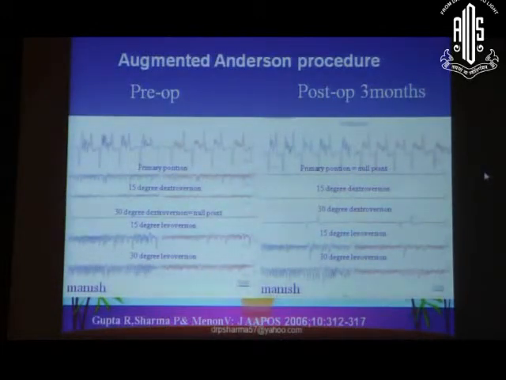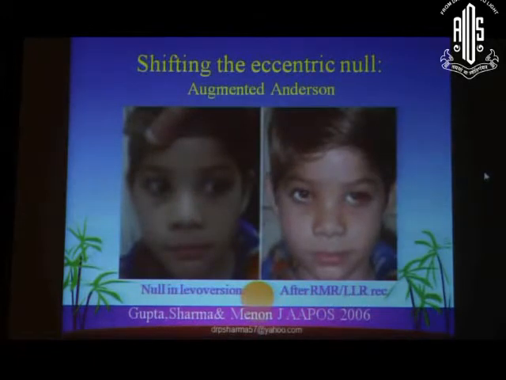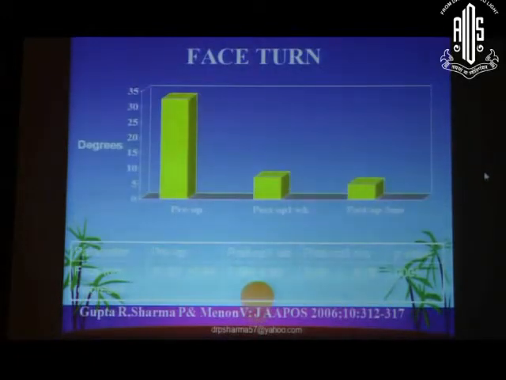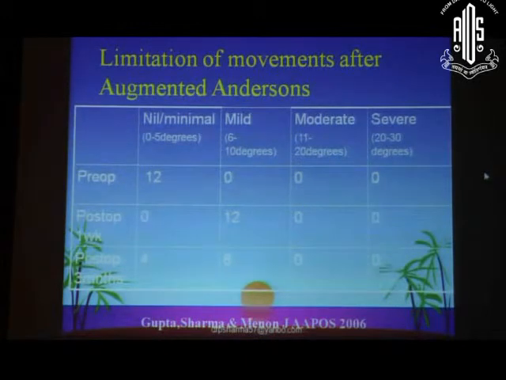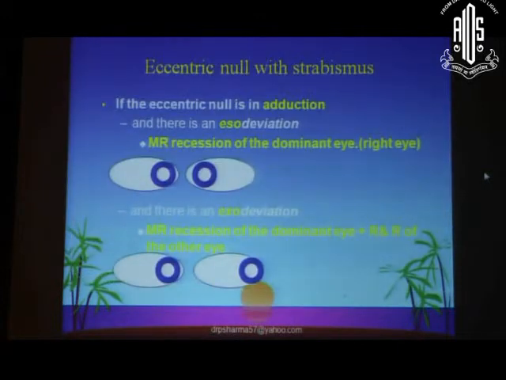So this is the electronystagmography before and after the surgery. In this case, we have found that the face turn dramatically improved from about 35 degrees down to about 5 or 10 degrees, which is acceptable. There would be some limitation of movement if you are doing an augmented Anderson's procedure, but this self-corrects by about 1 month's time.